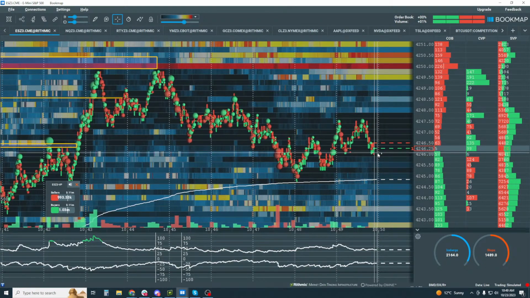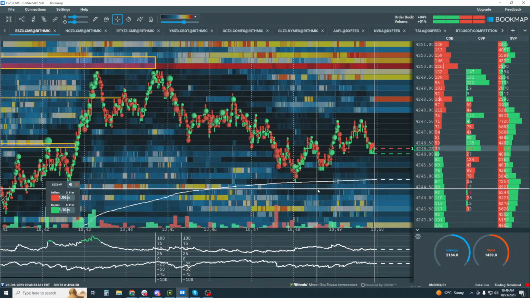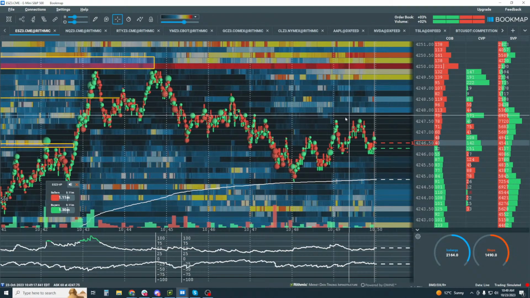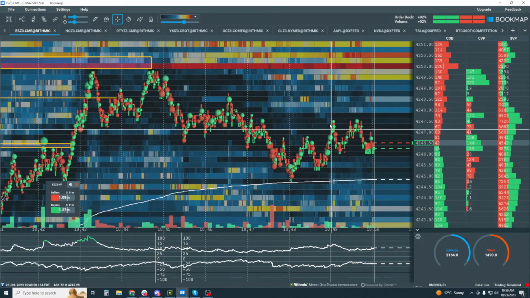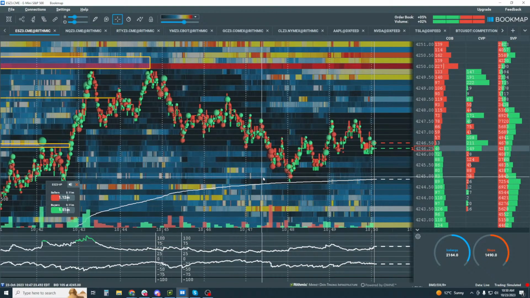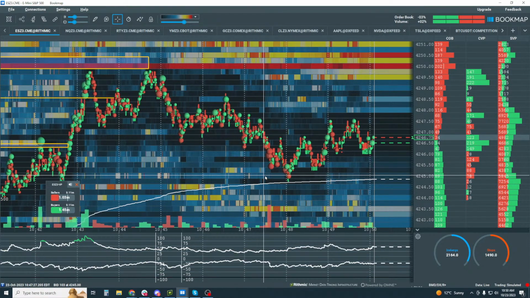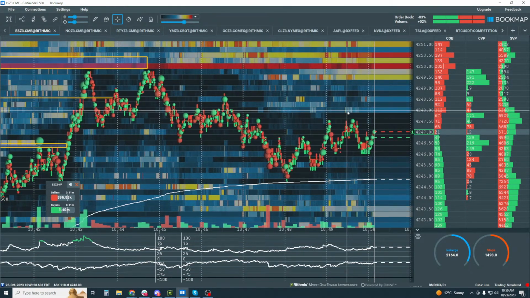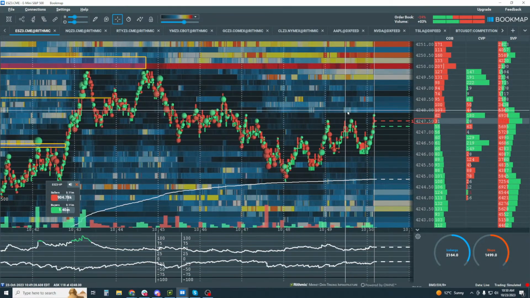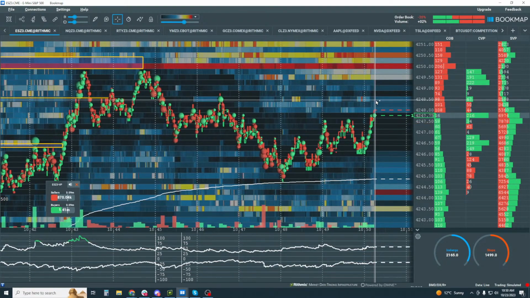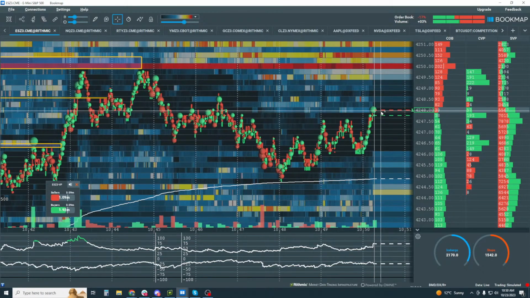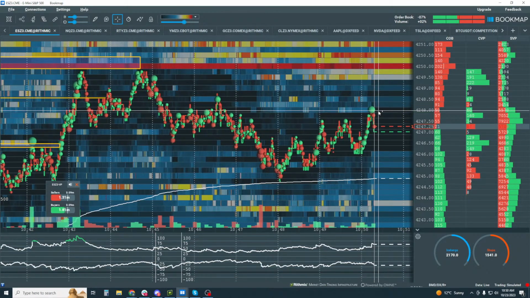Okay, now let's see. Do we forget our sellers here? Yeah, it's not high probability. This is just kind of sloppy, back and forth in this area here. All right, we're looking for something specific. So here we go again, back up here. Found more buyers at a higher area, still auctioning here.